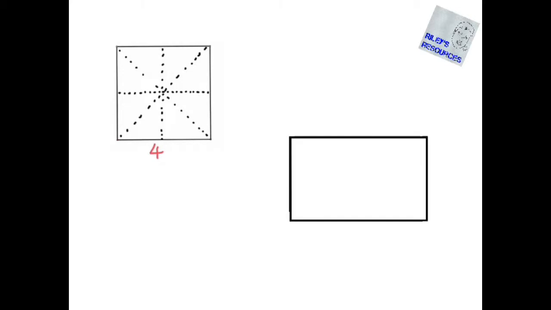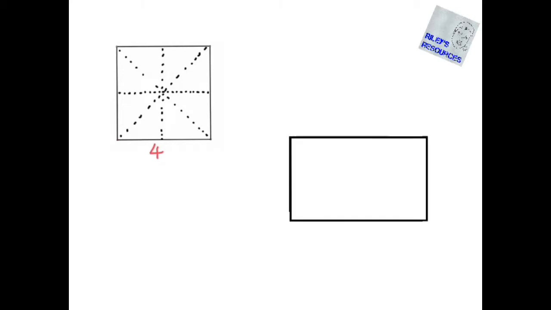A square. Let's see how many lines of symmetry it's got. I could place a mirror here, and a mirror here. The square has 4 lines of symmetry.